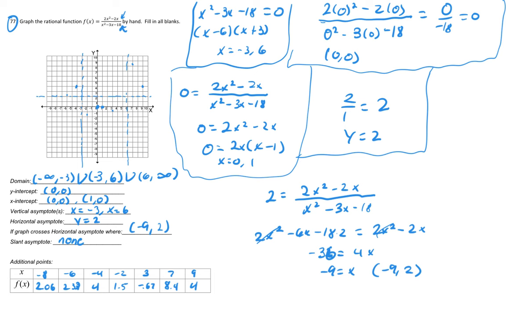Oh, and also at -9, we're at 2. So this should be enough information to actually draw our lines here. And then it goes like this, dips above, and then kind of comes back down, curls over like that. And there we go.